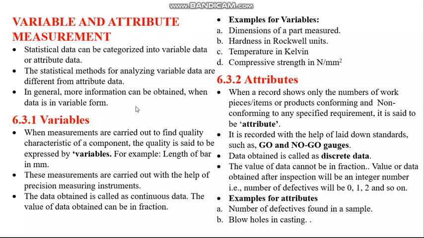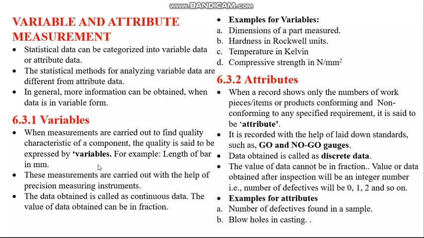In general, more information can be obtained when data is in variable form. In variable form, you will be able to generate more data. In attribute form, you generate less data. Now let us see variables. First, variables. Now, what is a variable? Suppose we are measuring a shaft. We are measuring the length. Here an example is also given: length of the bar or the shaft in millimeters.